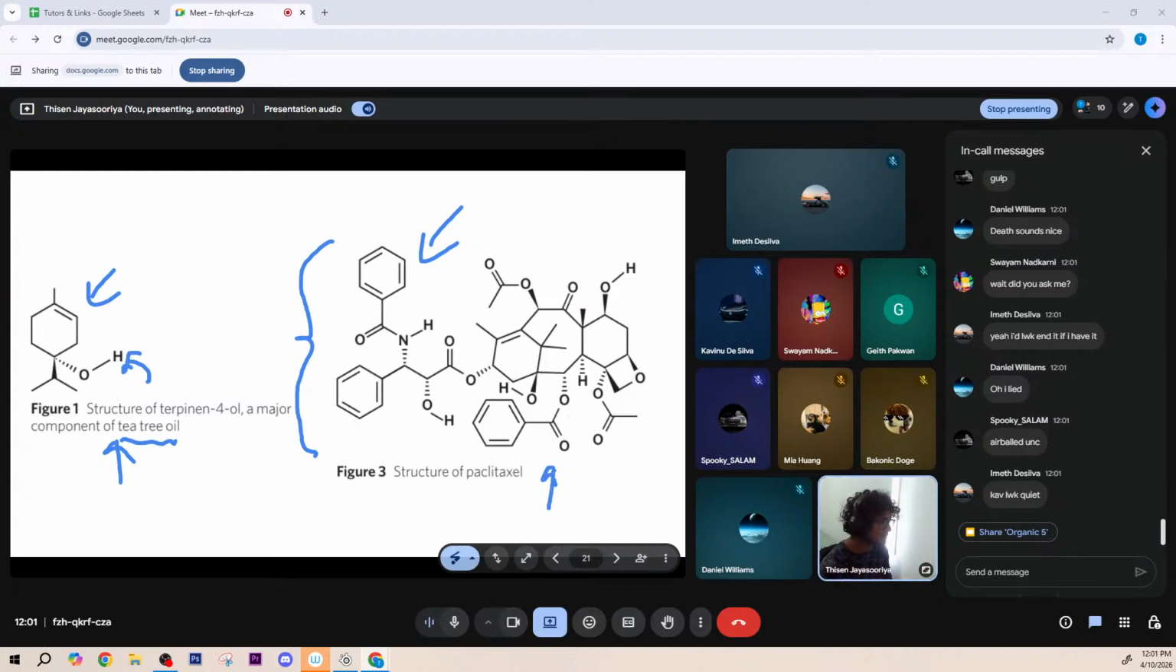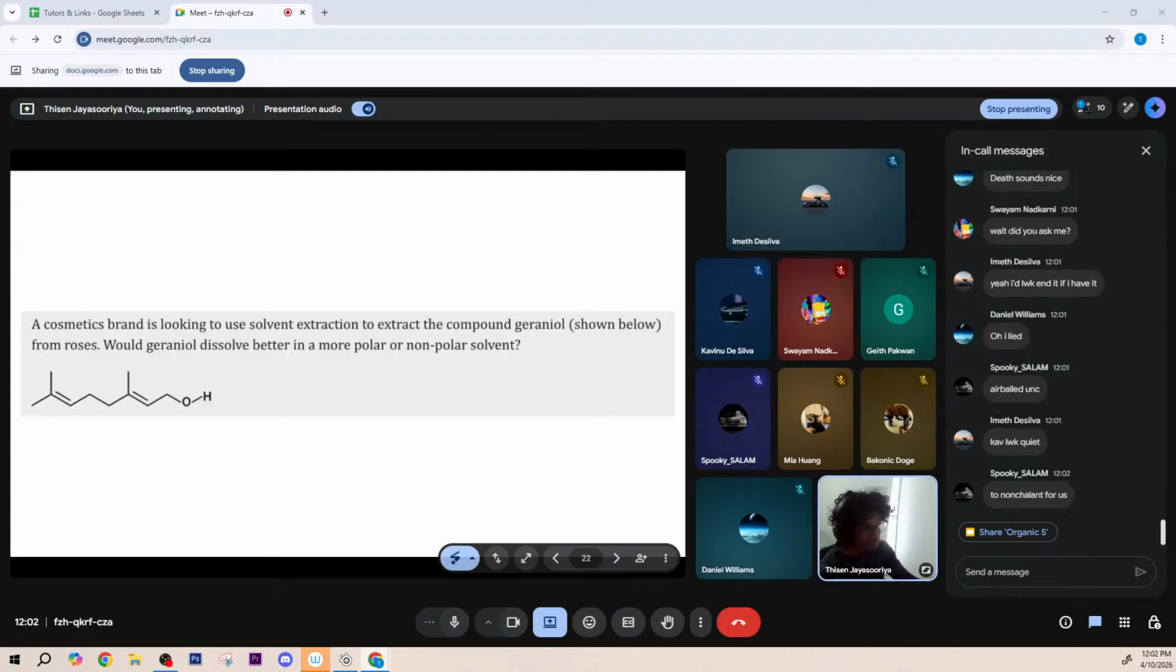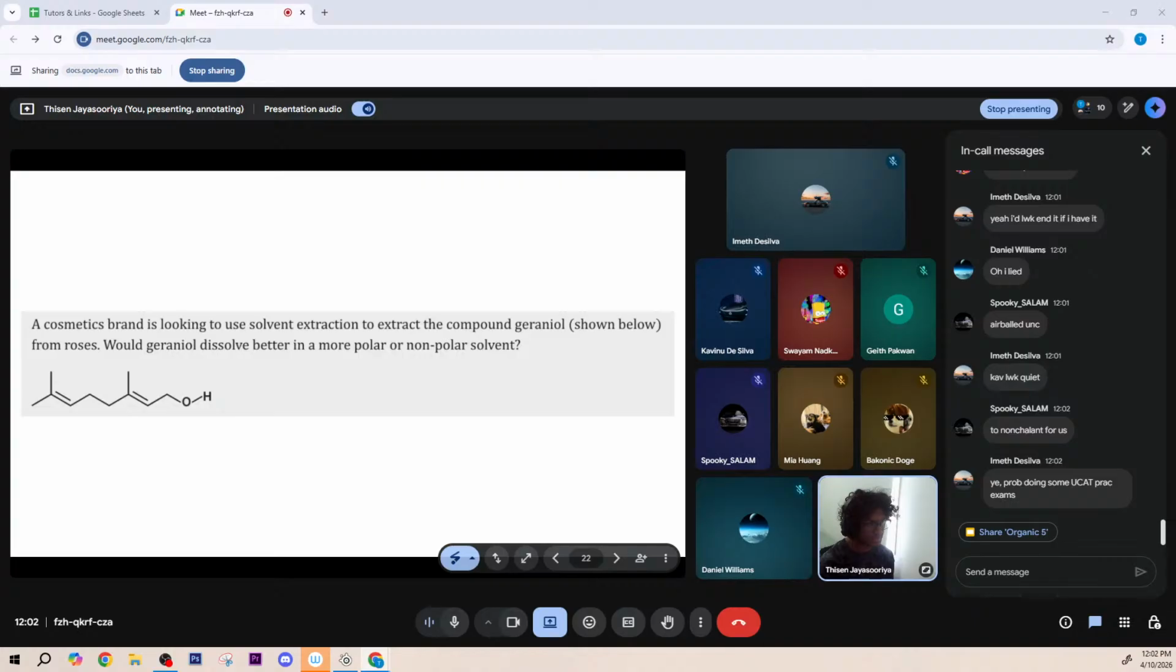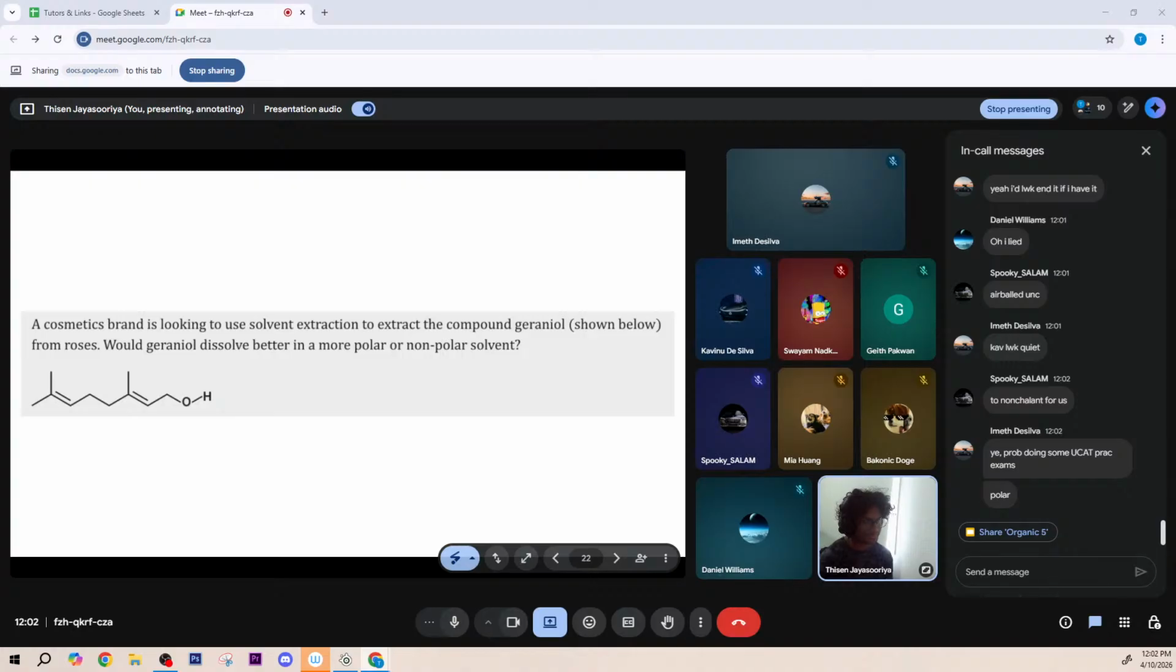Over here, this is the active ingredient in, I don't even know how to pronounce that name, but it's the active ingredient of some medication here. So if we go forward here, a cosmetic brand is looking to use solvent extraction to extract the compound grandinol from roses. Would grandinol dissolve better in a more polar or non-polar solvent? What do you guys think? Do you think it would dissolve better in a polar or non-polar solvent?